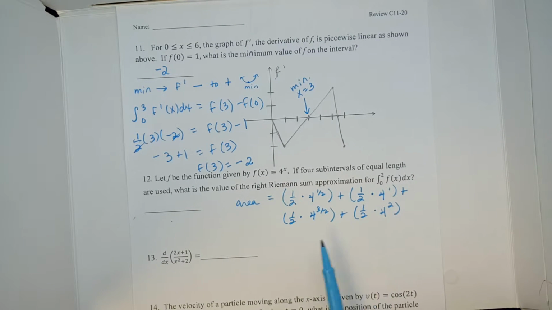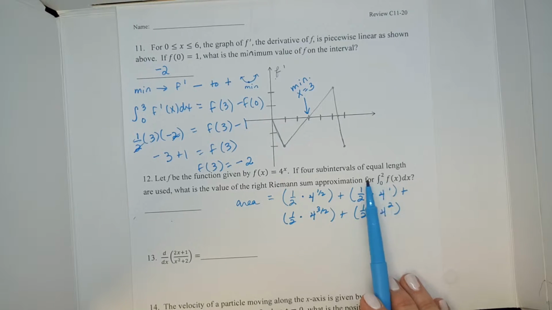Okay, so again, because this is a right Riemann sum, we use the right side of the rectangle. If it was a left Riemann sum, we'd start with 0, and then we'd have 1/2, and then 1, and then 1.5, and we'd stop there, and we wouldn't use 2.